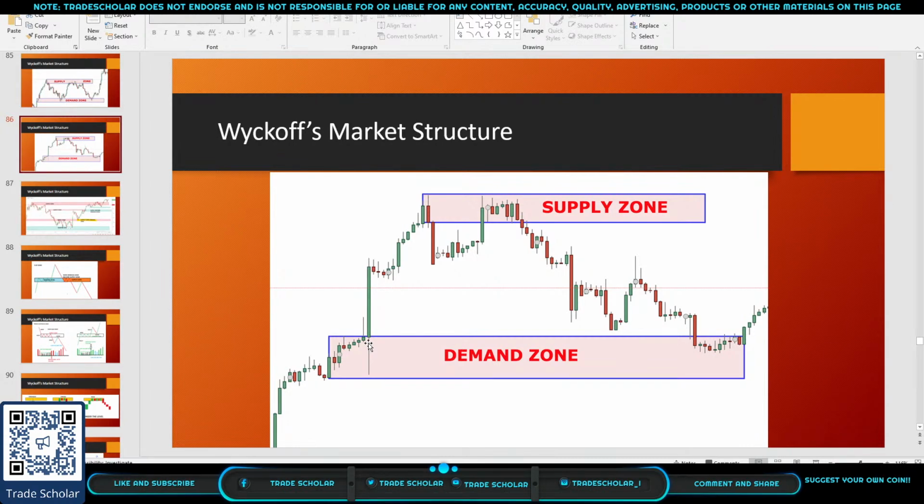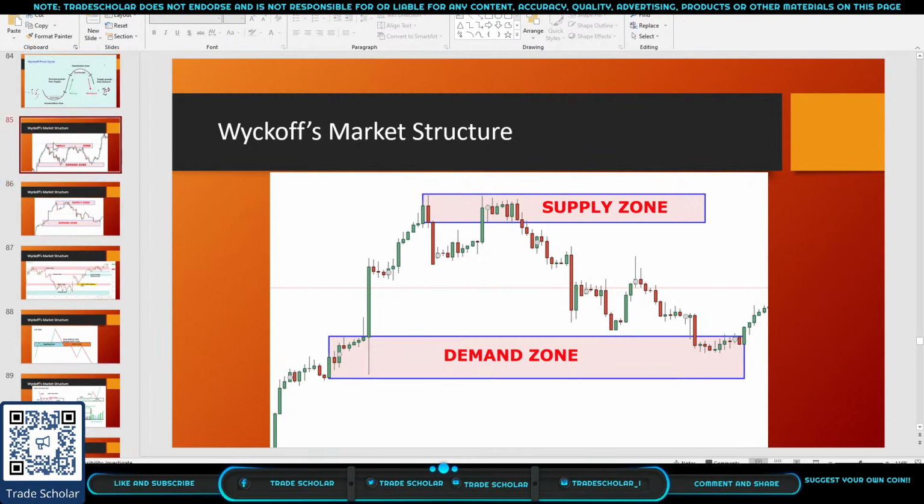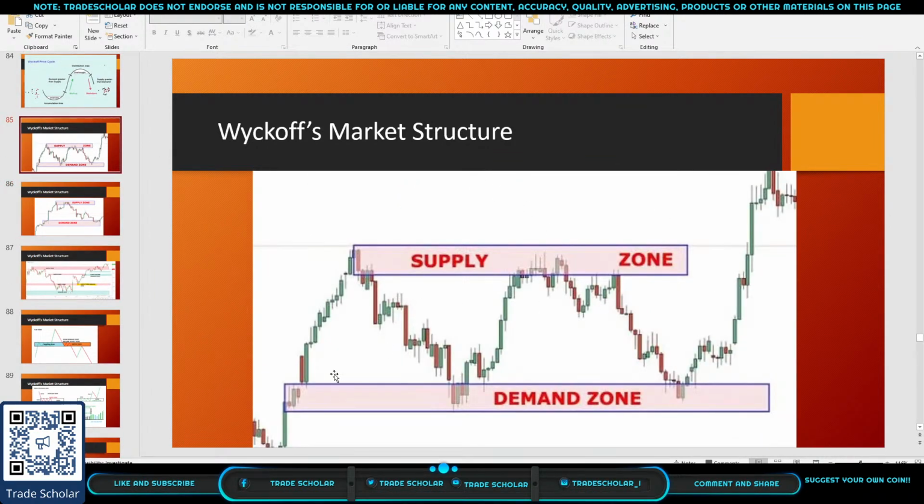So it touches and then bounces again here, touches and then bounces again. At the supply area, you can also see a huge drop. Once you touch the supply area, there will always be a drop. And then it goes back up and then drops again. This one here pumps from the demand zone.